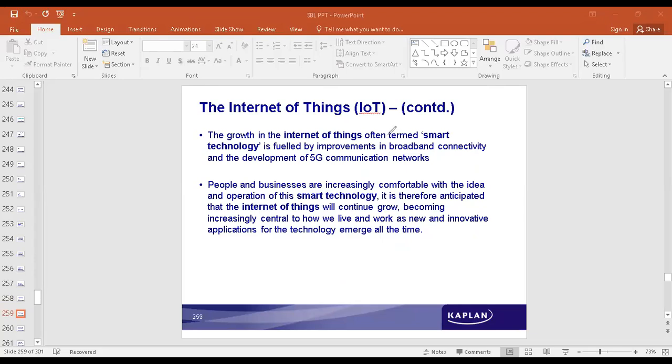The growth of the Internet of Things, often termed smart technology, is fueled by improvements in broadband connectivity and the development of 5G communication networks. People are increasingly comfortable with the idea of operations of this smart technology. It is therefore anticipated that the Internet of Things will continue to grow.